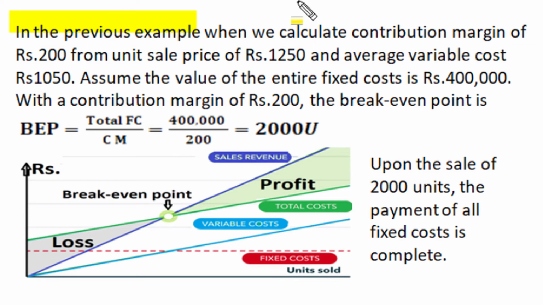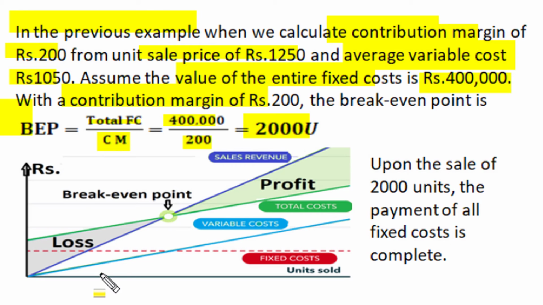In the previous example, when we were calculating contribution margin for the suitcase, the sale price of each suitcase was rupees 1250 and the average variable cost in that suitcase production is rupees 1050, and the difference of sale price and average variable cost, rupees 200, becomes our contribution margin to compensate fixed cost. Assume that the value of entire fixed cost for this suitcase manufacturing project is rupees 4 lakhs. Then in that case, with a contribution margin of rupees 200, the break-even point can be calculated as the ratio of total fixed cost to contribution margin, and the total fixed cost was given as 4 lakhs, contribution margin was 200, and the ratio of 2000 gives us break-even point as 2000 units.